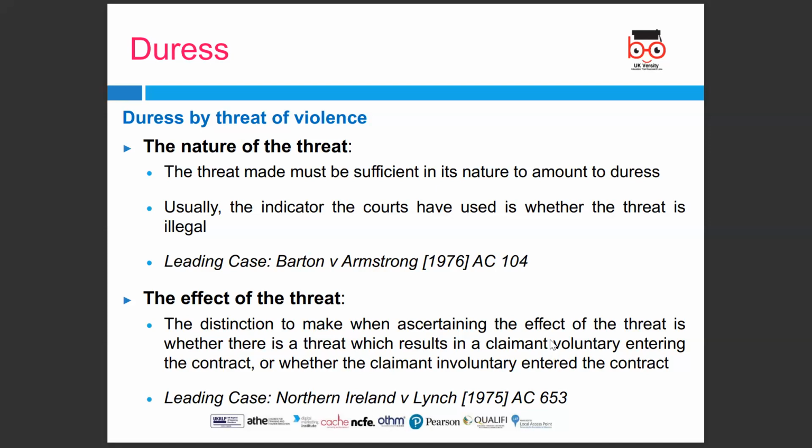Duress by threat of violence. The nature of threat. The threat made must be sufficient in its nature to amount to duress. Usually the indicator the courts have used is whether the threat is illegal. And the leading case for this is the case of Barton and Armstrong, 1976. It is an authority for this point. In this case, a threat of murder was one that amounted to an illegal act of sufficient nature.